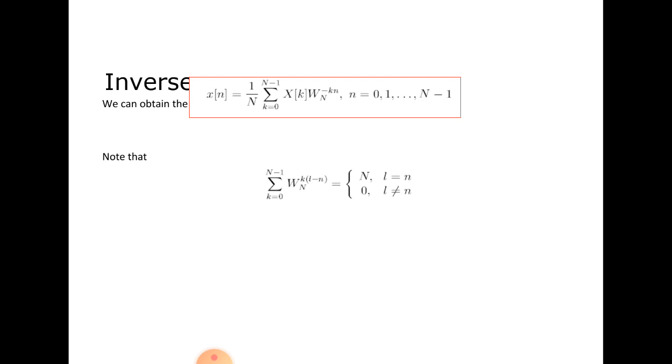Note that the summation over k from 0 to N−1 of W_N^(k(l−1)) is equal to N when l equals 1, and equal to 0 when l is not equal to 1. So the DFT and the inverse DFT are nothing but a discrete time Fourier transform pair. So that's all about this topic. Thank you, students.